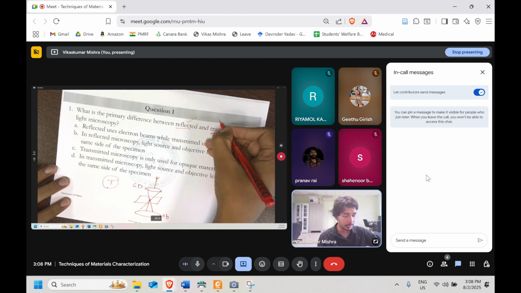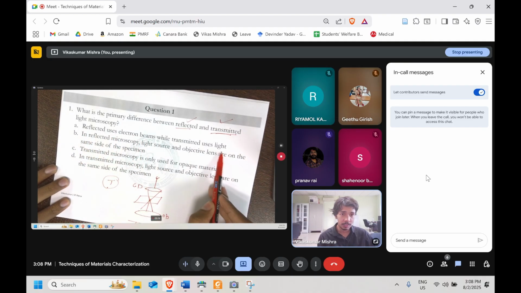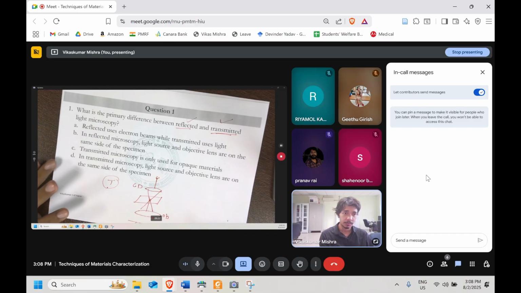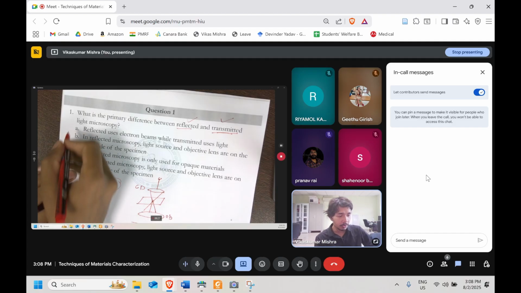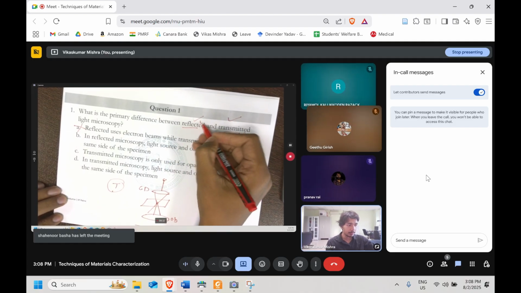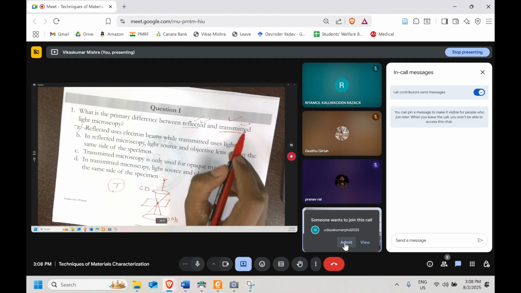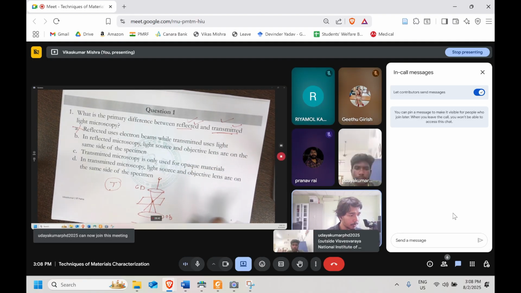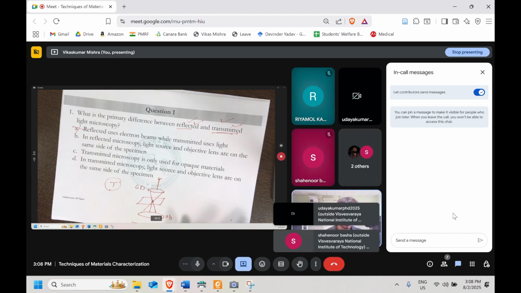The first option says reflected uses the electron beam while the transmitted uses the light. What do you think? Is it correct? Obviously it's incorrect, right? We are talking about light. The optical microscope can operate in both cases, reflected as well as transmitted. So the first one is incorrect. In both cases we are going to use light only. We are not going to use electrons.